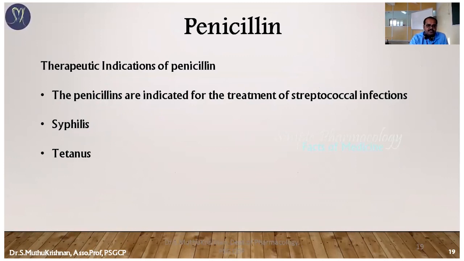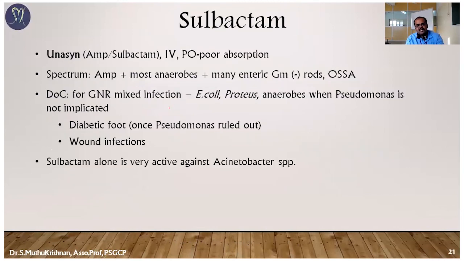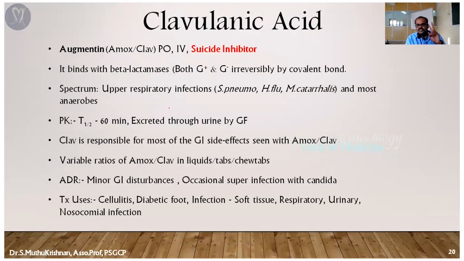The major therapeutic use of penicillin is in the treatment of a wide range of infections, effective against various organisms. In olden days, it was used for syphilis and tetanus cases. An example of a beta-lactamase inhibitor is clavulanic acid and sulbactam. We just memorize these two drugs because in this category these two drugs are very important, clavulanic acid and sulbactam.